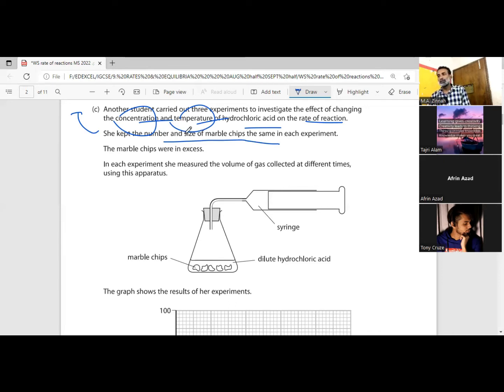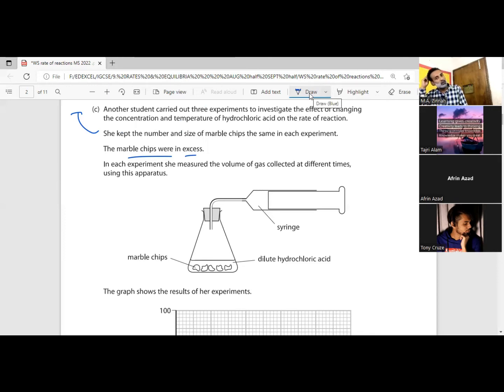Understand? Size and number, which means amount same. You need to be clear. And the marble chips were in excess, which means no problem, or the product doesn't depend on marble chips, right? আমরা এর আগে ডিসকাস করেছিলাম experiment with excess hydrochloric acid, right? Here is not excess hydrochloric acid. What is excess here? Marble chips are excess.